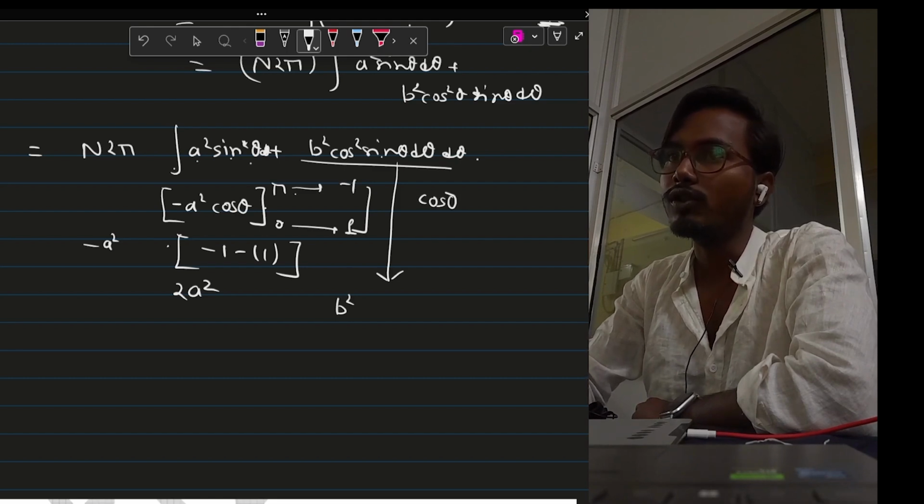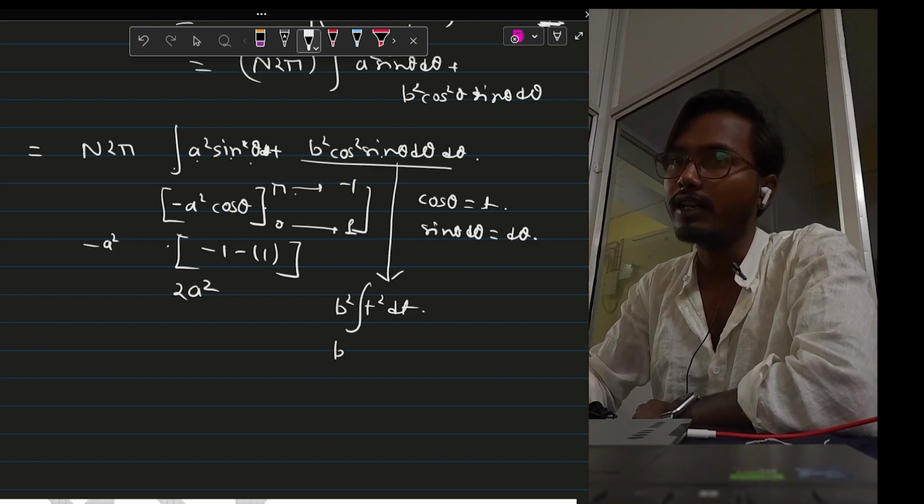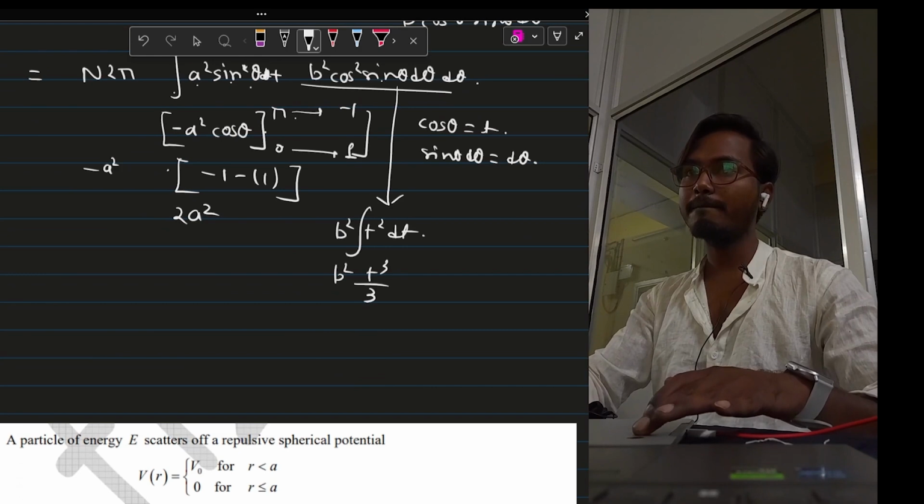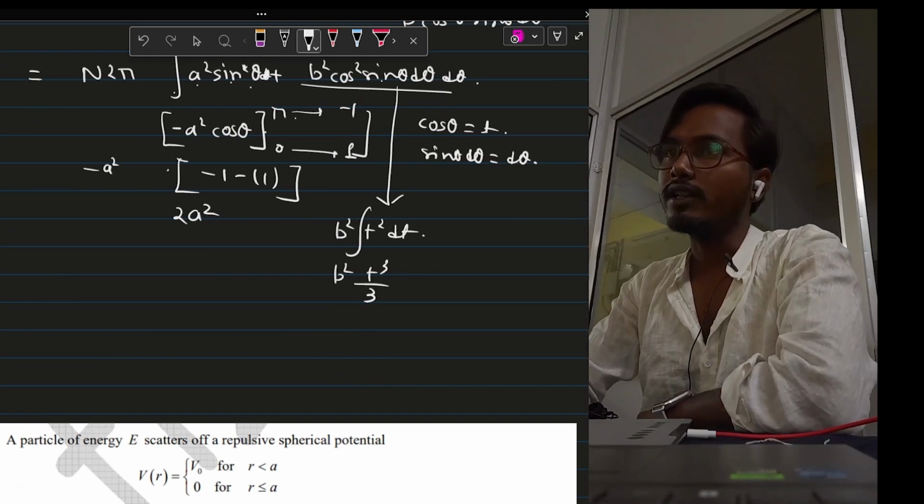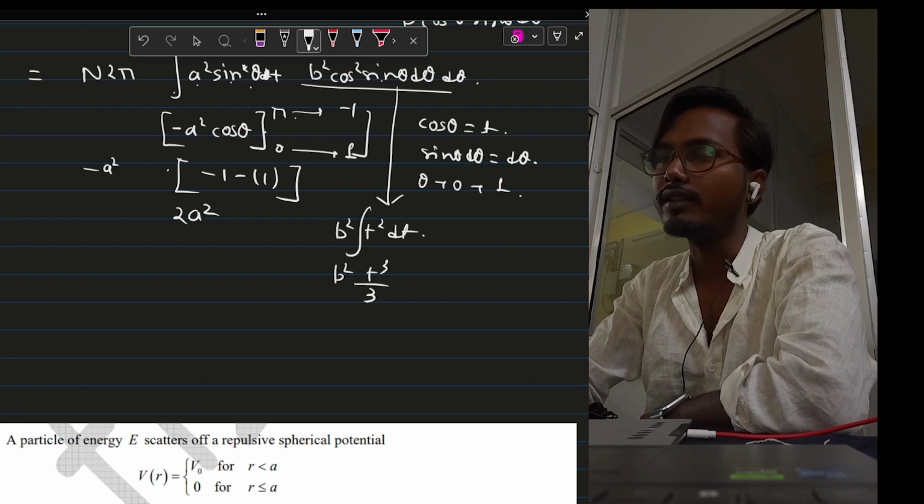Let us take cos theta to be t, then sine theta d theta will be dt. So we can put here t square dt, and if we integrate, this is t cubed by 3. And if we look at the limits, for theta equals 0 we have the value 1.